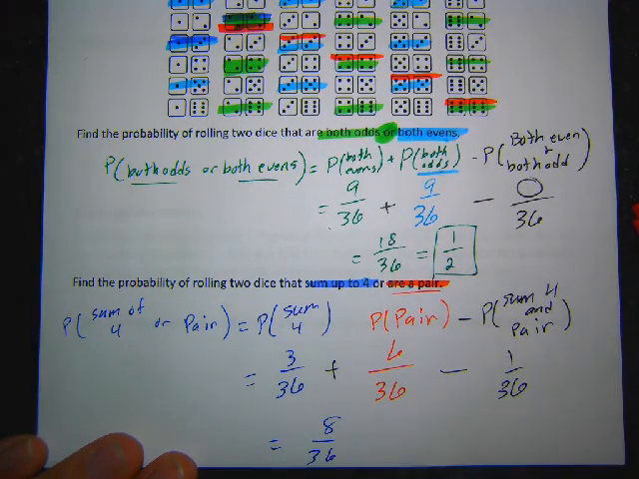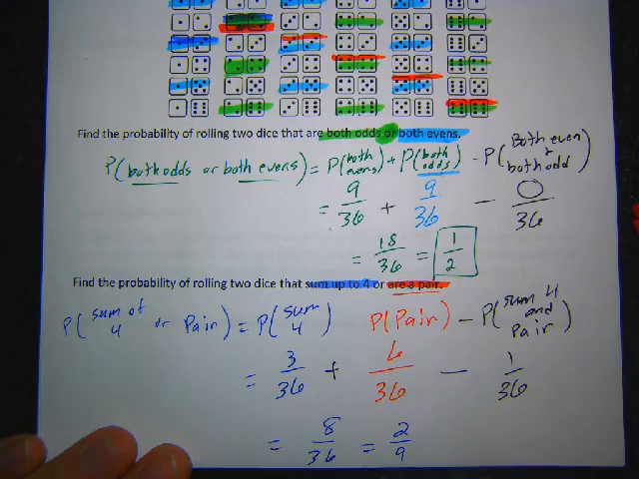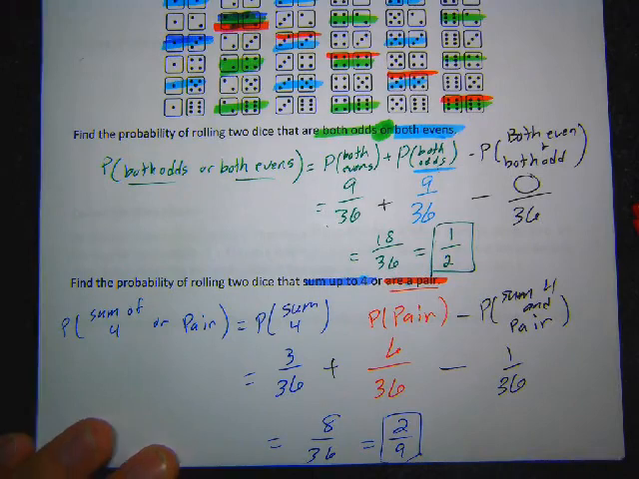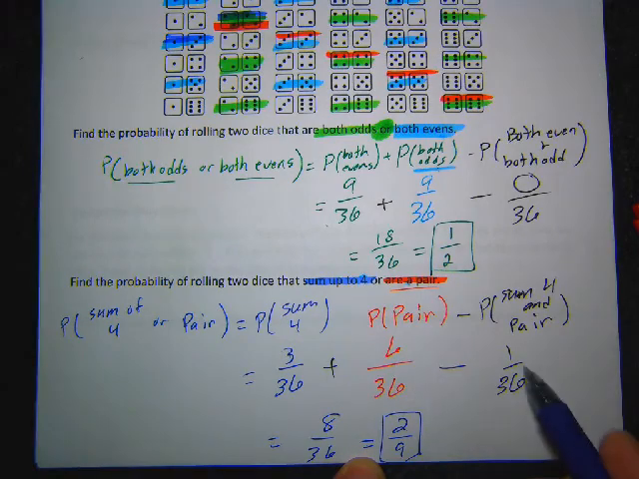This one simplifies. You get 2 over 9. So I believe you get 2 ninths for this one, because 8 and 36 both divided by 4, and you end up with 2 ninths. So that's the idea. We found the probability here by finding the probability of each part, adding them together, and subtracting any overlap.